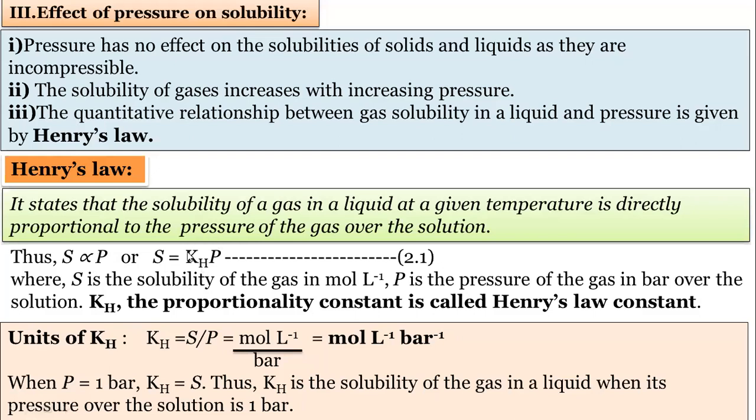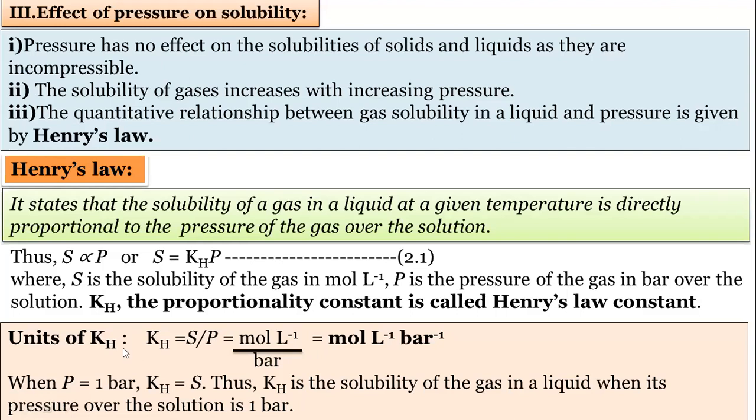So we can write S is equal to KH P, where this KH is a proportionality constant. It is also called Henry's law constant. So this S is directly proportional to P. This is written as S is equal to KH P. KH is nothing but Henry's law constant. This is equation number 2.1, where the solubility is measured in moles per liter, and where P is the pressure of the gas in bar. So the unit of this solubility is moles per liter, and the unit of pressure is bars.